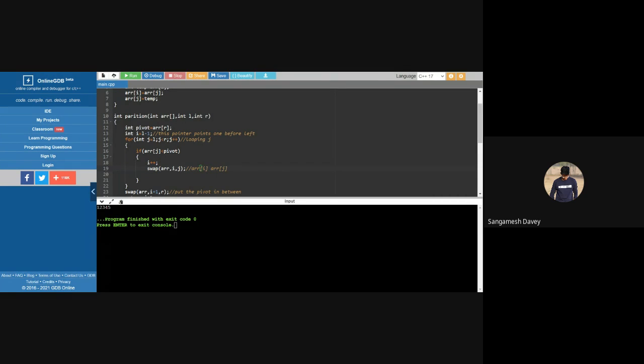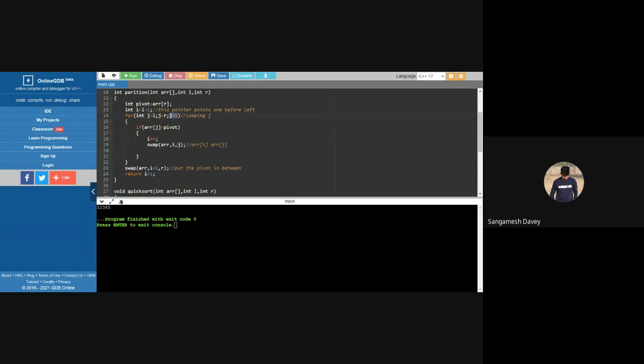If it's not less than pivot, then obviously only J plus plus will be done. This condition fails and we'll again go back to the for loop. Only J plus plus will happen. Correct?